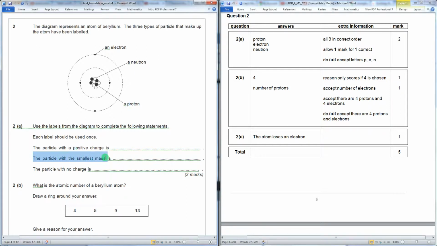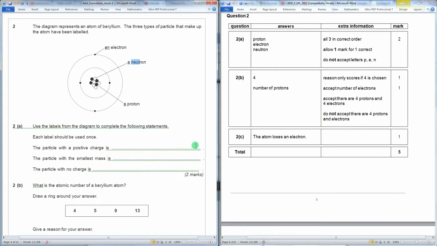The particle with the smallest mass is the electron, and you could get a clue from the diagram because they've drawn the electron dot much smaller than the protons and neutrons. So if you didn't know, that would be a good one to guess. And the particle with no charge is the one that's left, the neutron. And one way to remember that is that neutron sounds like neutral, which means no charge. It starts with the same four letters, so that should hopefully help you remember that one.